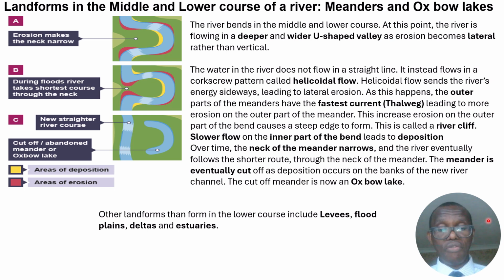Now, other landforms that form in the lower course will include levees, and levees obviously are embankments on the side of a river. Those will form when the river is in flood. You will have the floodplain itself, which is the area around the river that receives that flood water, and will have sediment deposited on it. So that's a floodplain. And then you will have deltas and estuaries, and those are areas of deposited material at the mouth of a river. Okay, so those are other landforms worth mentioning here that are formed in the lower course of the river.